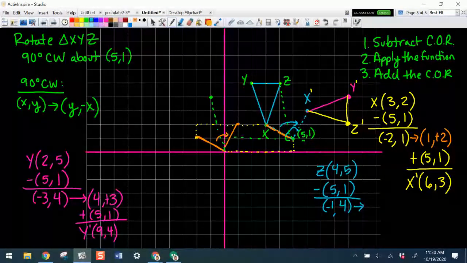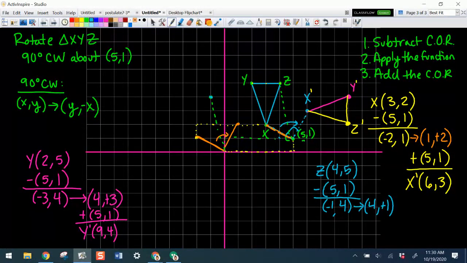Now let's apply the function. The function tells us to swap our x and y. So we'll swap x and y, change the sign of the second number. So -1 will become +1. So this is us rotating this point 90 degrees clockwise, which will be located at (4, 1). Which will be located here.